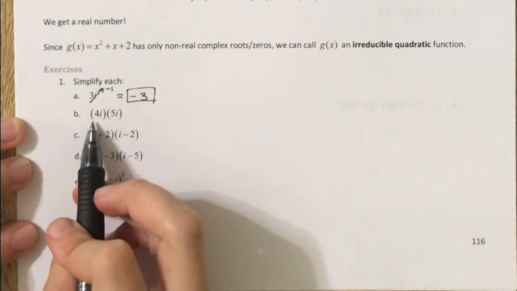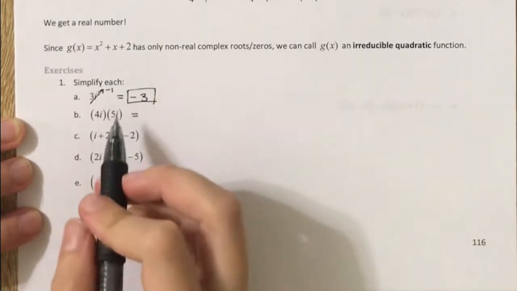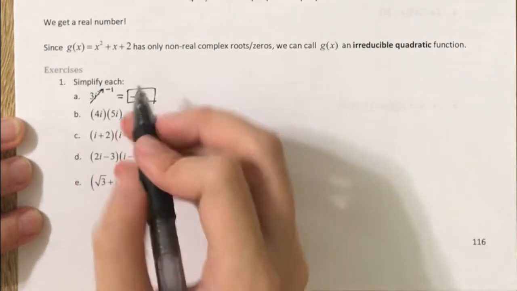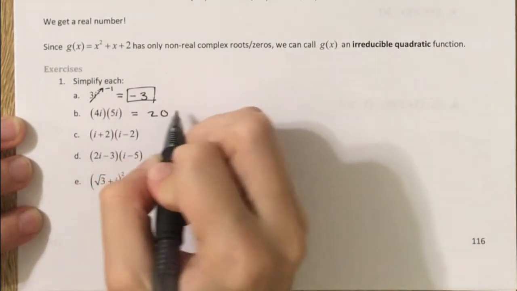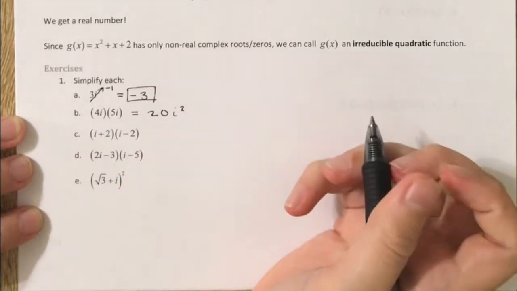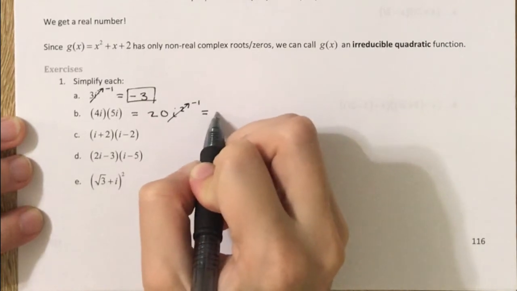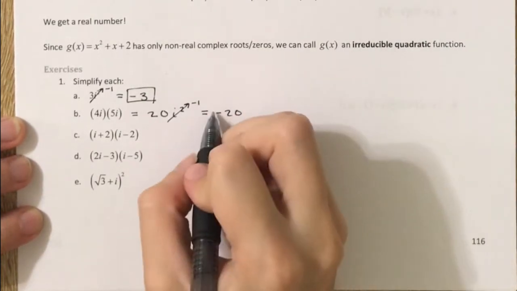This second one, we have 4i times 5i. We can multiply the numbers together, we get 20. And then we have i times i, which gives us i squared. Again, i squared is just negative 1, so we end up with negative 20.